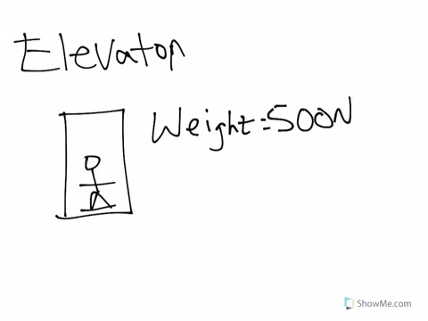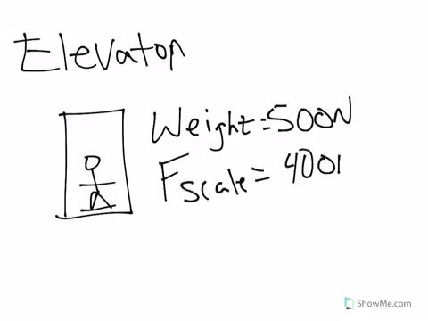Okay? So the next thing we did was we got a reading on the scale. So the force that the scale showed, let's say, was 400 newtons. Alright. And so the question was, what is the acceleration of the elevator? So the formula we're using right now is sum of the forces equals mass times acceleration. Alright? So the first thing you got to do is just free body diagram.